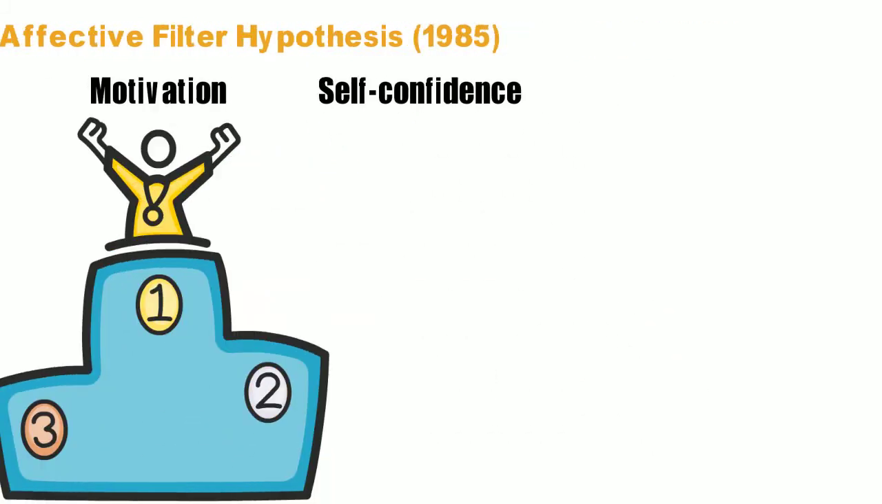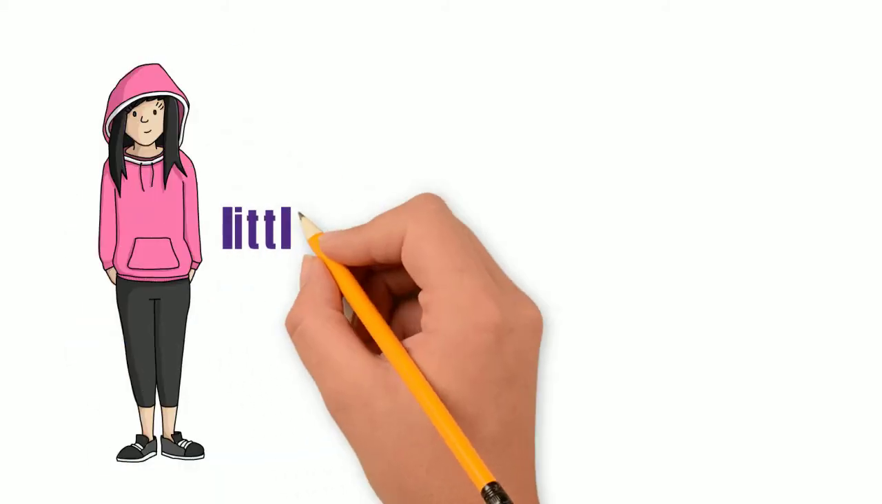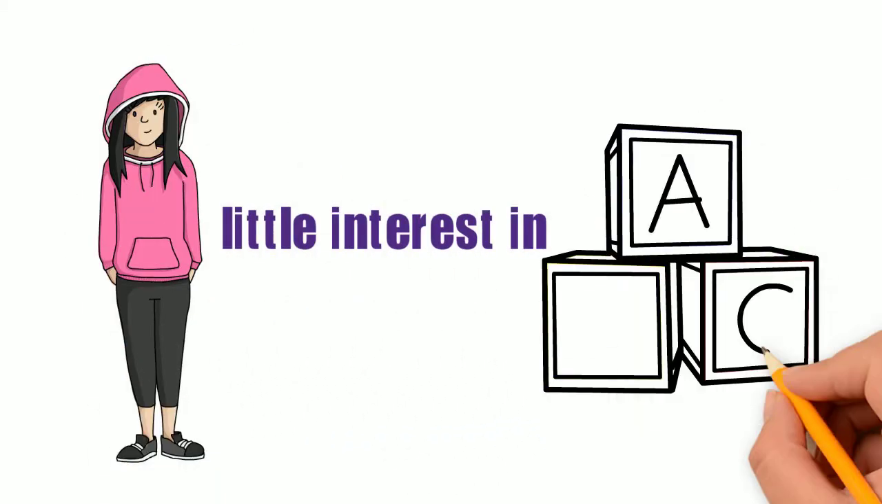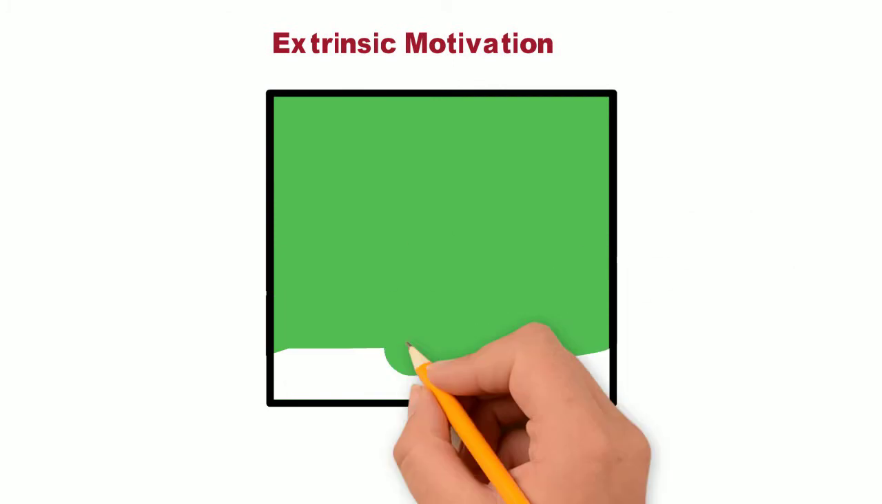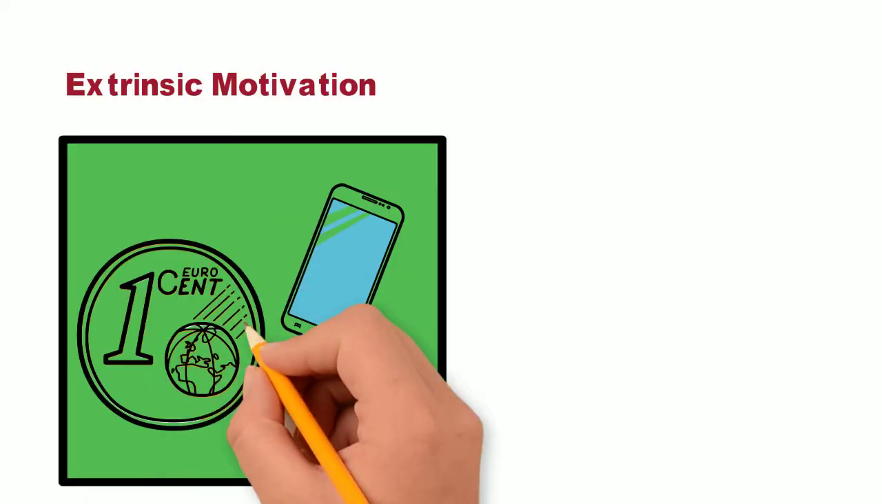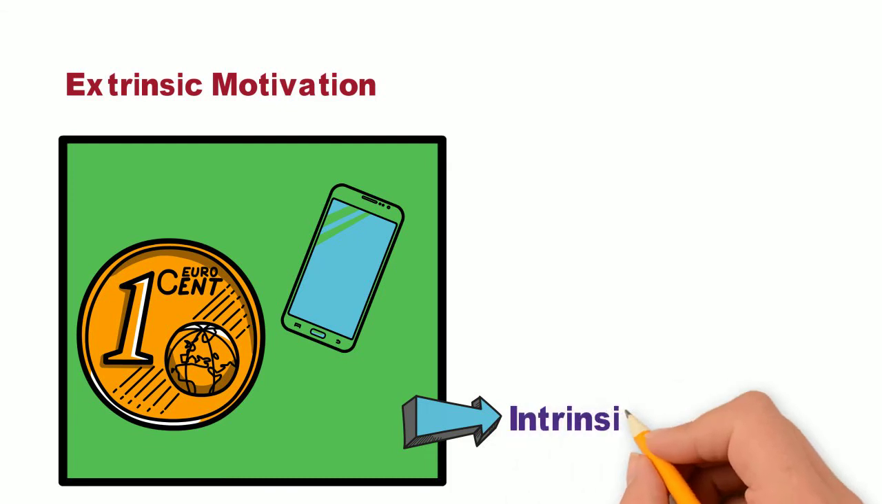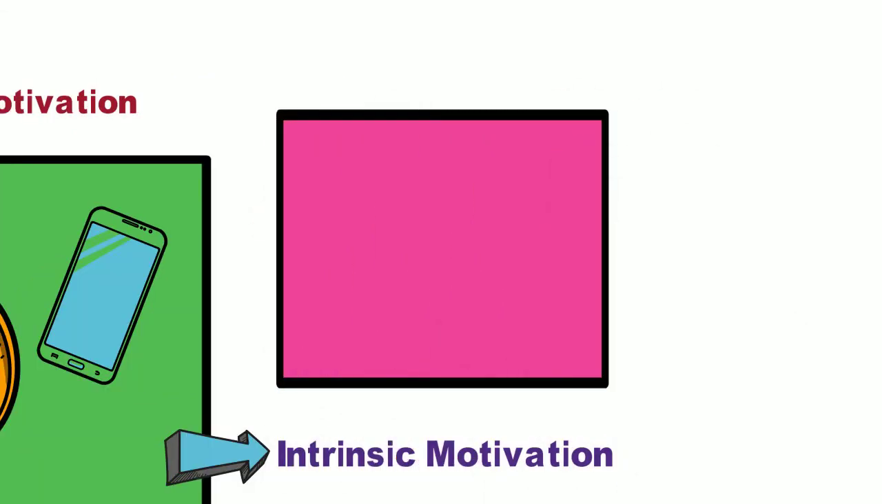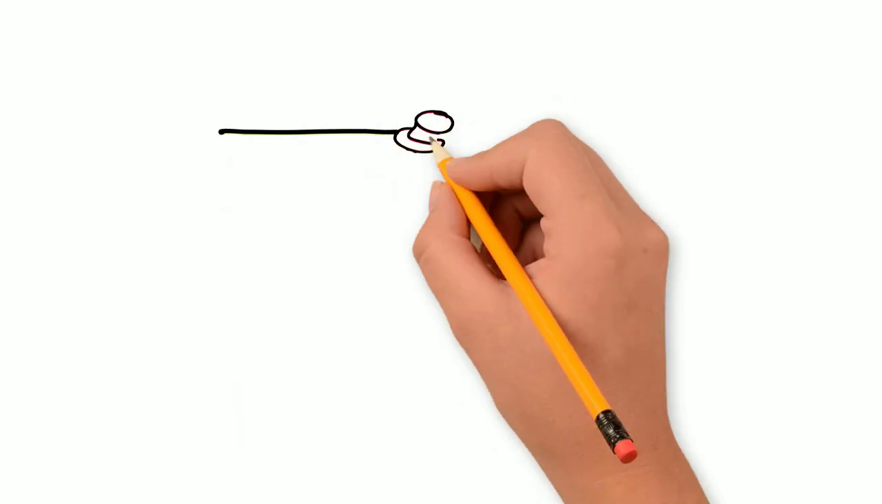But changes can be found in motivation. When I was a child, I had little interest in memorizing new vocabulary and grammar rules. Extrinsic motivation, like a new cell phone and extra pocket money, pushed me to work hard on learning English. However, now it is intrinsic motivation, such as interest and achievement, that encourages me to develop further.